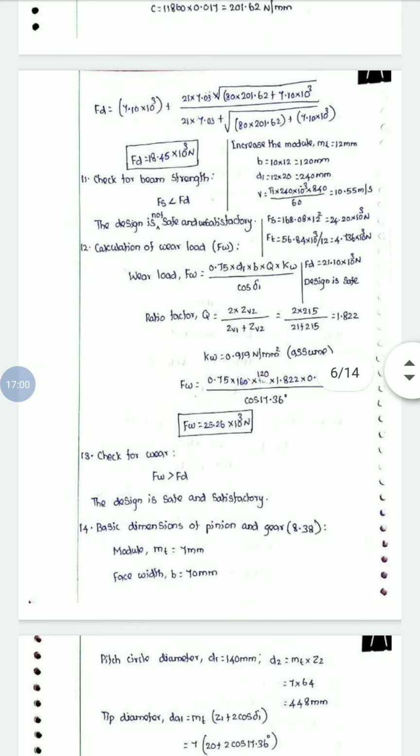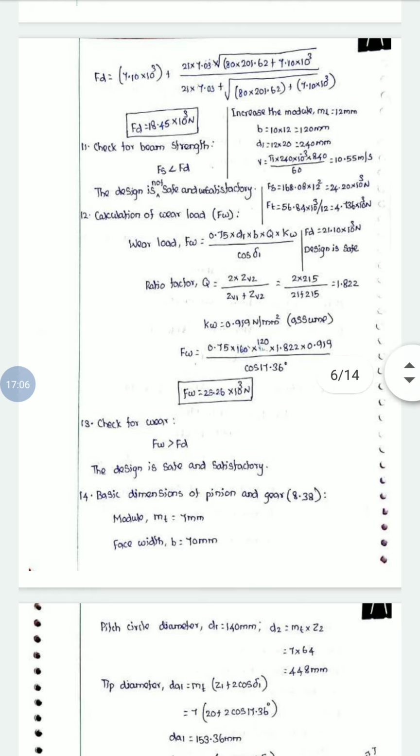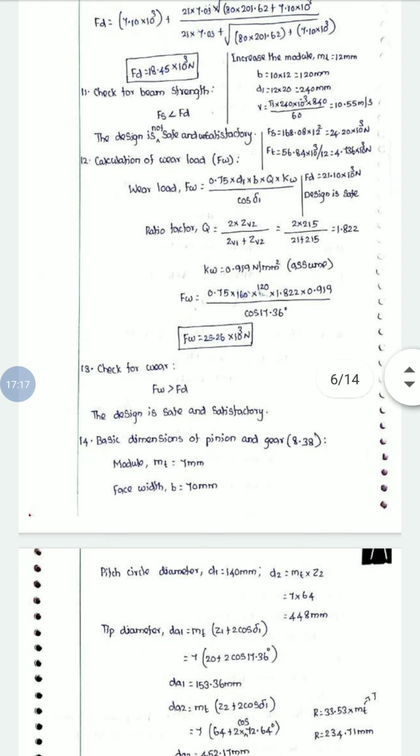Now Fs is greater than Fd, so our design is safe. Because Fs is 24.20 × 10^3, but Fd is only 21. So Fs is greater than Fd, then our design is safe. After finding that the design is safe, next we will go for the calculation of wear load.